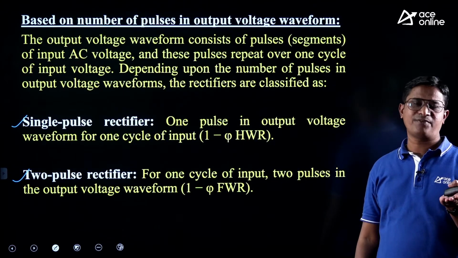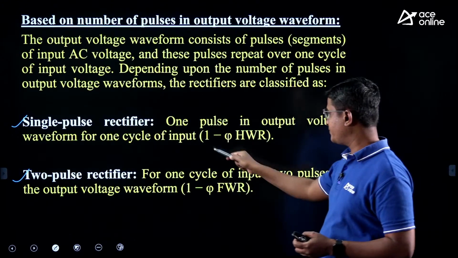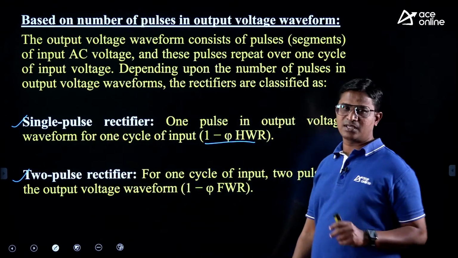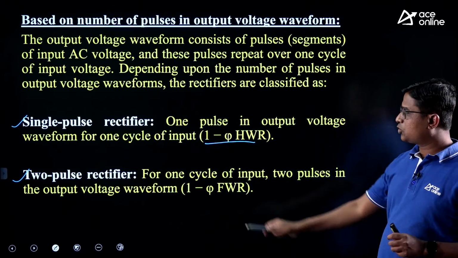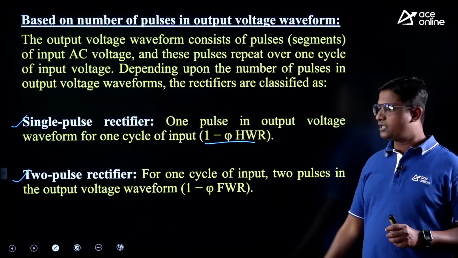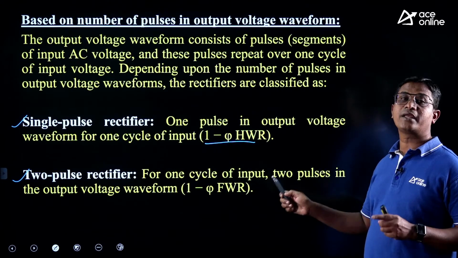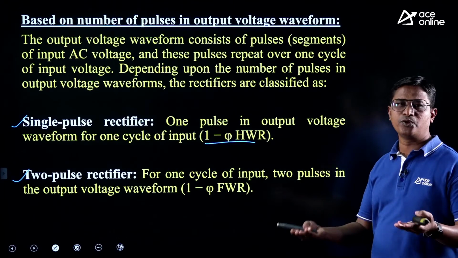Like your half wave rectifier. Half wave rectifier is also known as a single pulse rectifier. Next, a 2 pulse rectifier. In a 2 pulse rectifier, for 1 cycle of the input, we are getting 2 pulses in output, right?